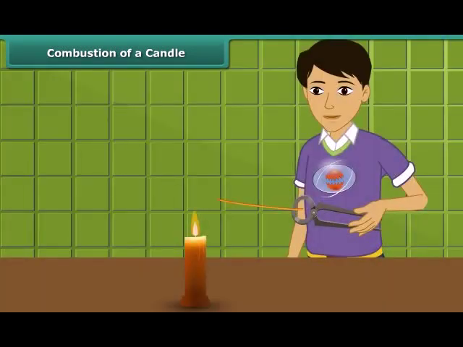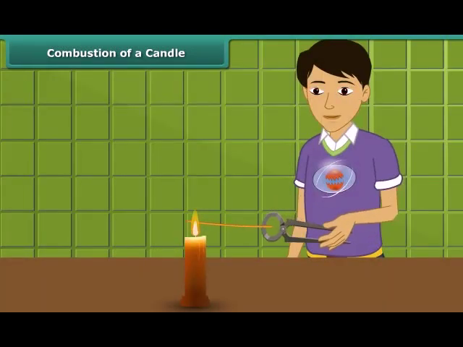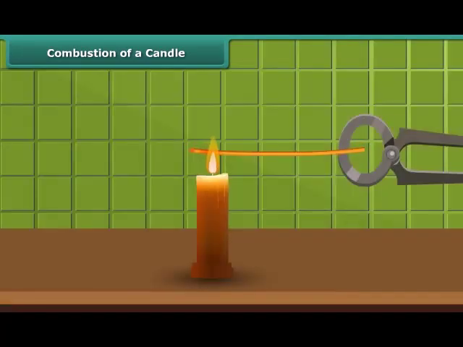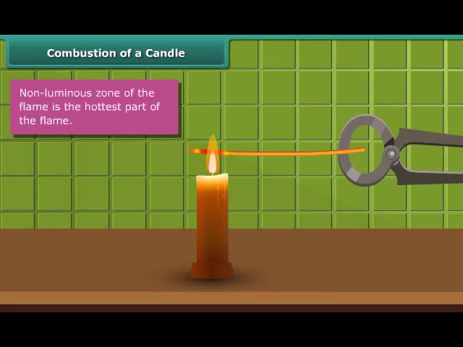Rohan is holding a thin long copper wire inside the flame with the help of a pair of tongs. The portion of the copper wire just outside the flame is getting red hot. This indicates that the non-luminous zone of the flame is the hottest part of the flame.